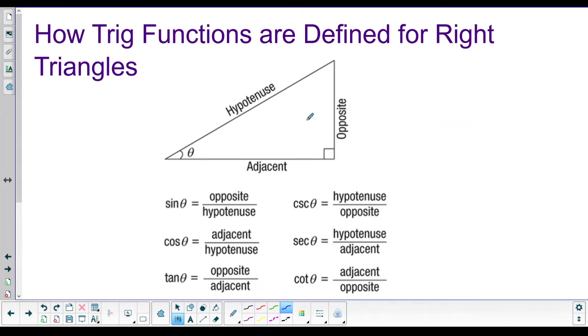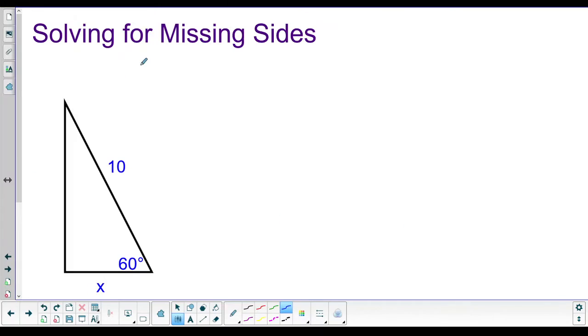Okay, so here's your 6 trig functions. Sine, cosecant are reciprocals. Cosine, secant are reciprocals. Tangent, cotangent are reciprocals. Here's the sides. Cool, we're good. That's review from geometry, I hope. If not, sorry for rushing it. All right, we're going to use what we just learned to solve for x.